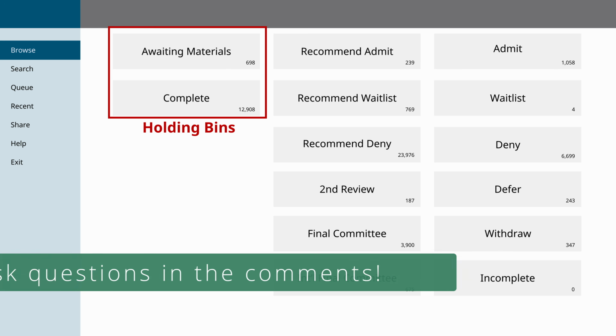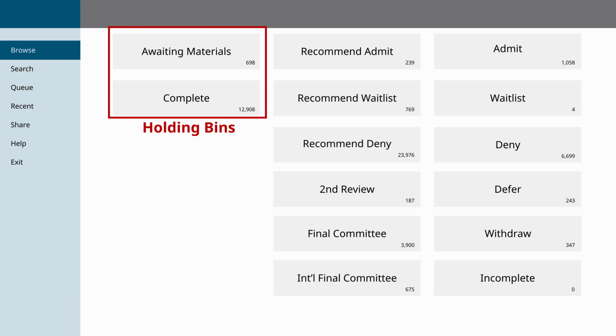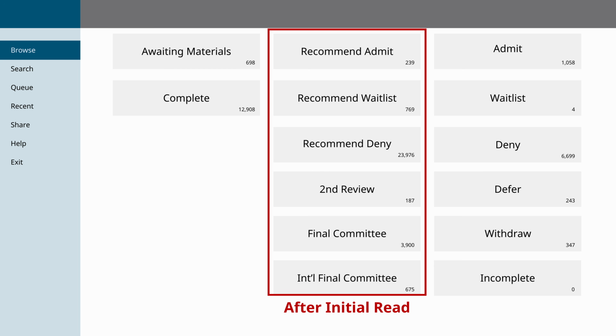The first column is what we call holding bins. They're holding all of the files, complete and incomplete, before they're read by an admissions officer. The second column is where the file will go after the initial read. Sometimes we call this the first read. That is typically completed by an admissions officer, but it's sometimes completed by an outside external reader.